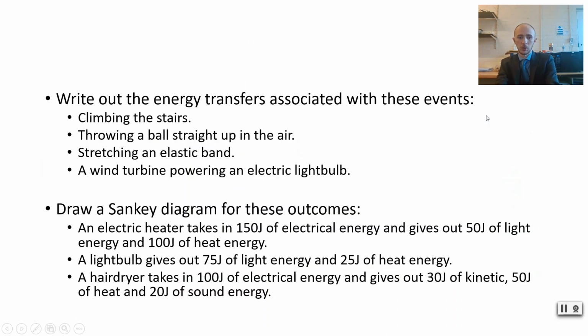And the final and hardest one, I would argue, the hairdryer, takes in 100 joules of electrical energy, gives out 30 of kinetic, 50 of heat, and 20 of sound. Now, which are the useful ones here? Kinetic is useful. I'm turning the blades of my fan, which makes the wind rush out of it. 50 joules of heat, that's useful. I want to blow hot air. 20 joules of sound, that's not useful. If I could stop it doing that, I'd waste a lot less energy. It's not easy with a fan going around, though, to stop it releasing sound.